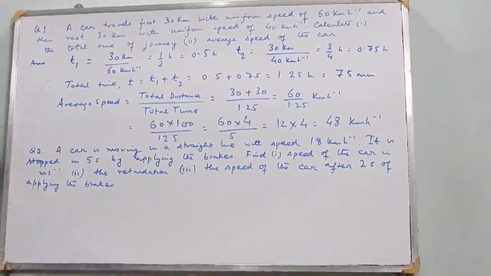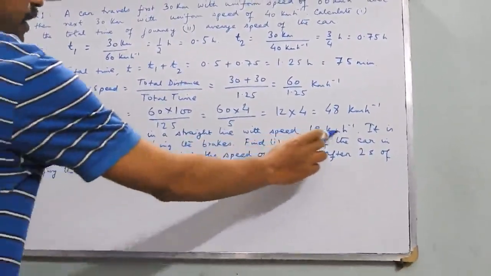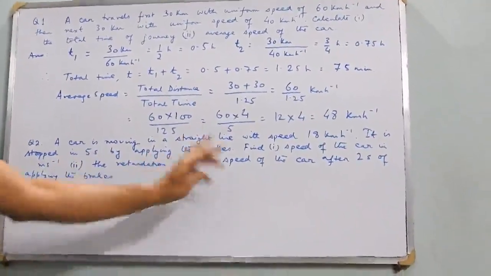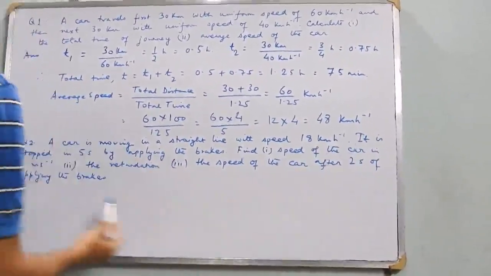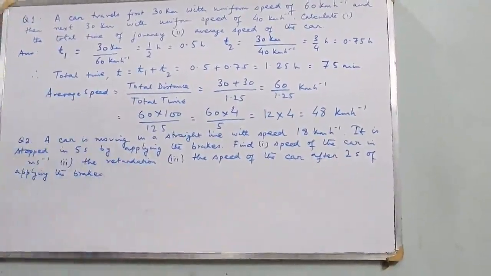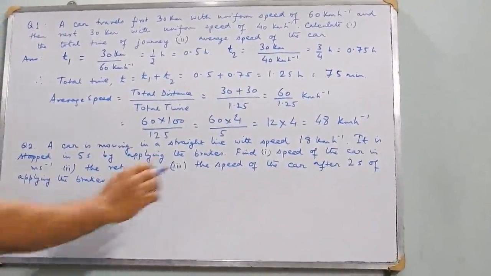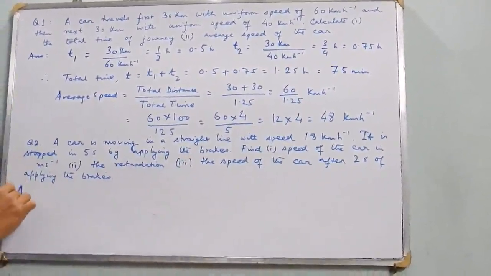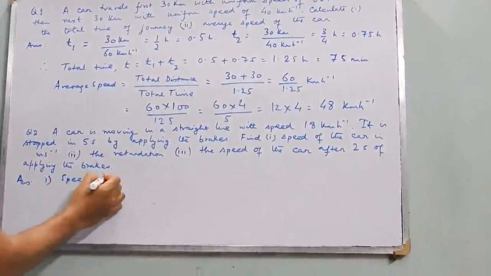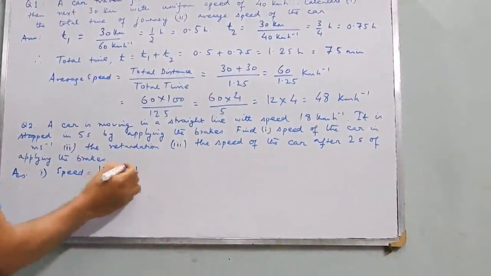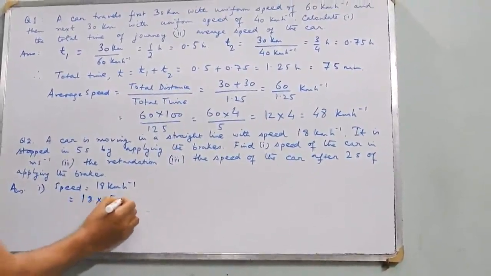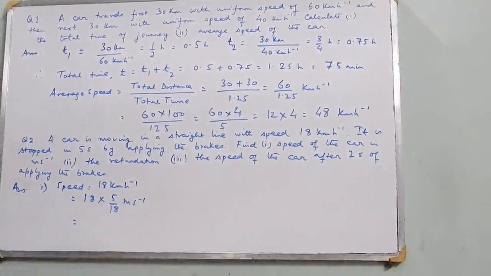The next problem is: a car is moving in a straight line with speed 18 km per hour. It is stopped in 5 seconds by applying brakes. You have to calculate the speed of the car in meter per second, the retardation and the speed of the car after 2 seconds of applying the brakes. So first of all, we have to convert the speed into meter per second. So first part of the question, the speed is given as 18 km per hour. To directly convert into meter per second, you can just multiply by 5 by 18 and you will get your answer in meter per second.